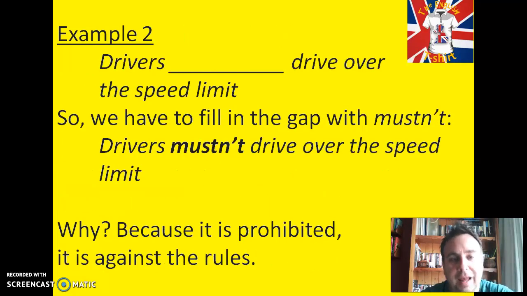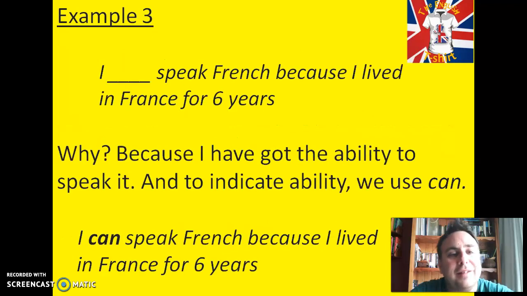Example 2. Drivers drive over the speed limit. Los conductores conducen por encima del límite de velocidad. So we have to fill in the gap with mustn't. Drivers mustn't drive over the speed limit. Los conductores no deben conducir por encima del límite de velocidad. Why? Because it is prohibited. It's against the rules.